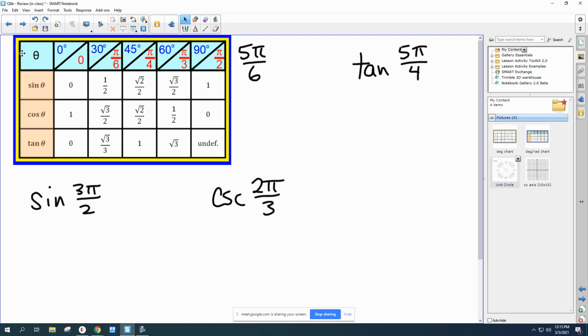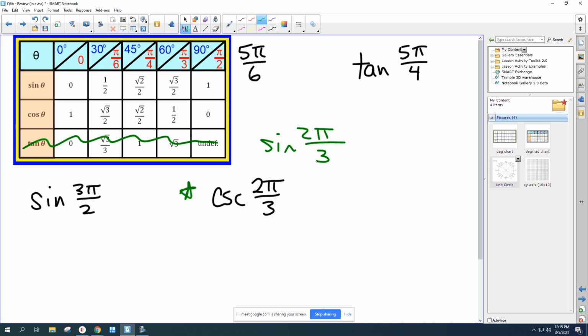Okay, last one, cosecant. Cosecant isn't in the chart. If you go back and look at your notes, I gave you a bigger chart with 6 rows. You're not going to have that. In fact, I don't even really like the bottom row either. You really only need the top 2 rows, and you can figure everything else out after that. Cosecant is the reciprocal of sine.